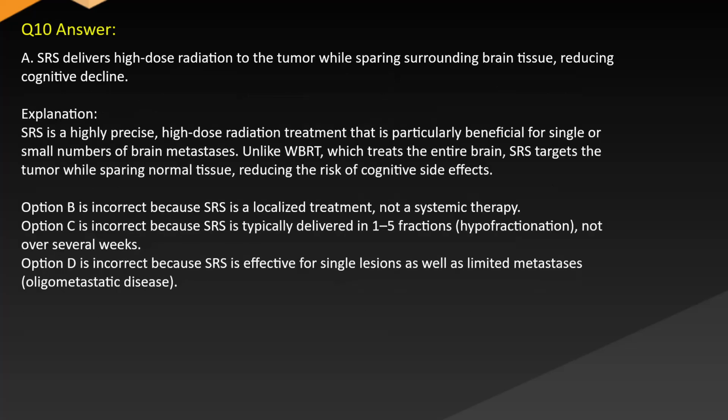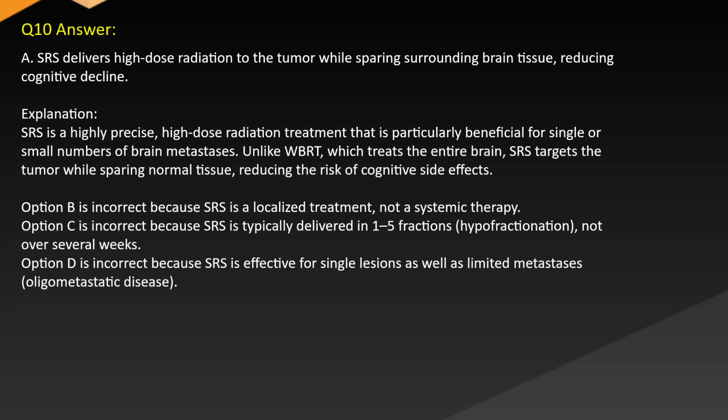Answer A. SRS delivers high-dose radiation to the tumor while sparing surrounding brain tissue, reducing cognitive decline. Explanation: SRS is a highly precise, high-dose radiation treatment that is particularly beneficial for single or small numbers of brain metastases, unlike whole brain radiation, which treats the entire brain. SRS targets the tumor while sparing normal tissue, reducing the risk of cognitive side effects.